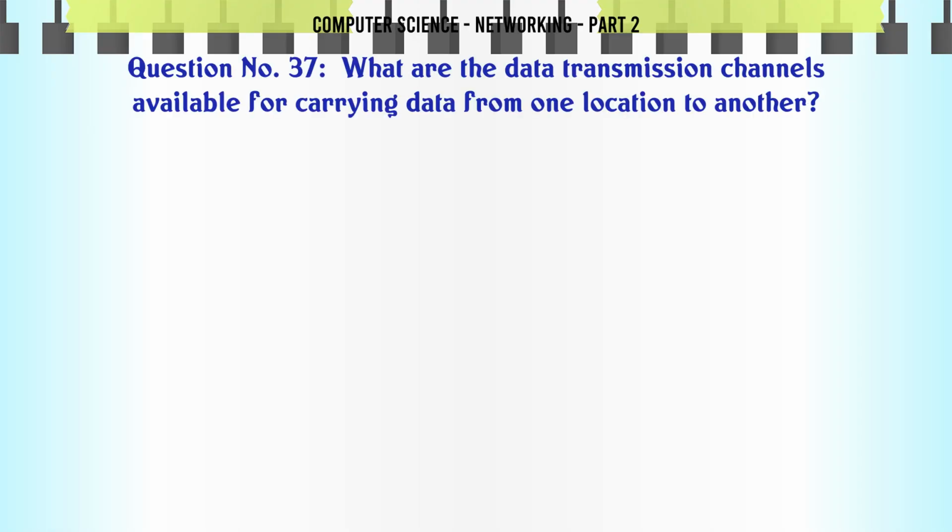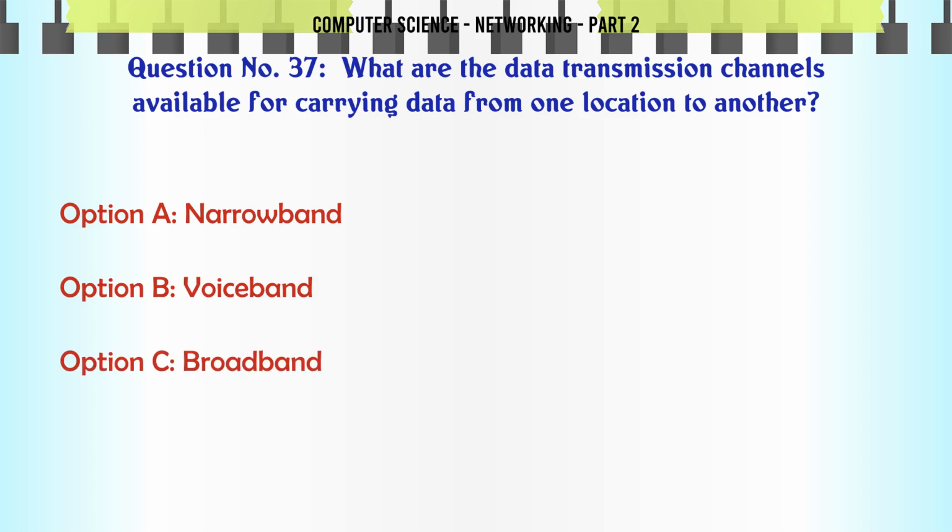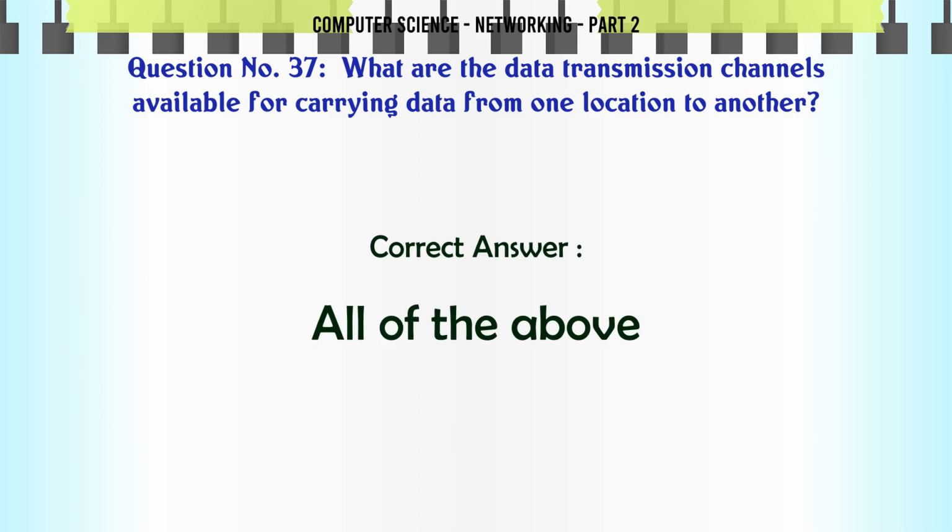What are the data transmission channels available for carrying data from one location to another? A. Narrowband. B. Voiceband. C. Broadband. D. All of the above. The correct answer is all of the above.